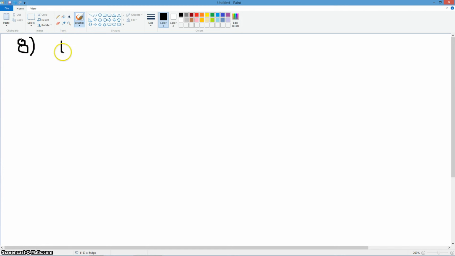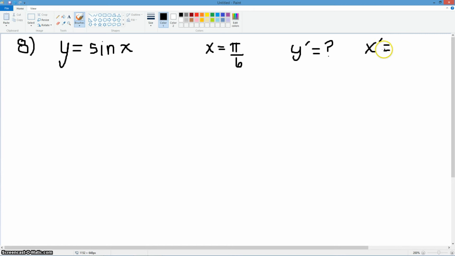Number 8 states y equals sine of x. And we're going to just use the a part. So that's when x equals pi over 6. And we're looking for, it says in the instructions, find y prime. So that's what we're looking for. And it's also given to us that x prime is equal to 2. Two centimeters per second.